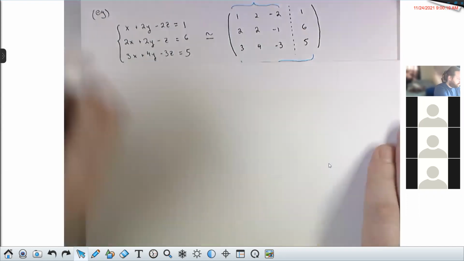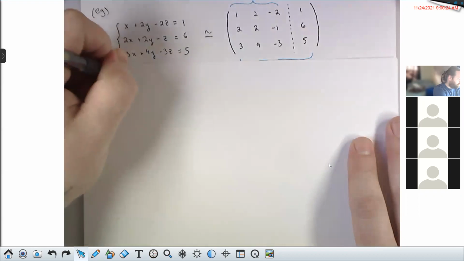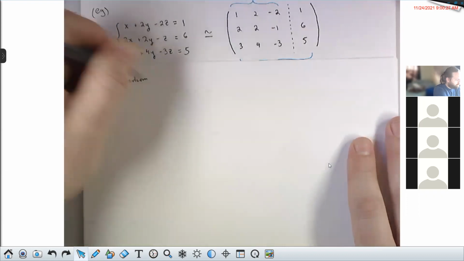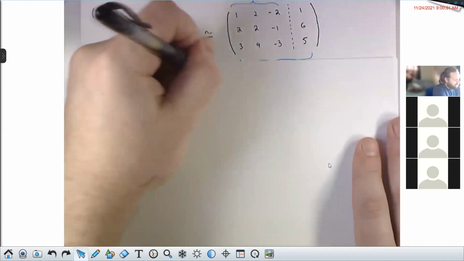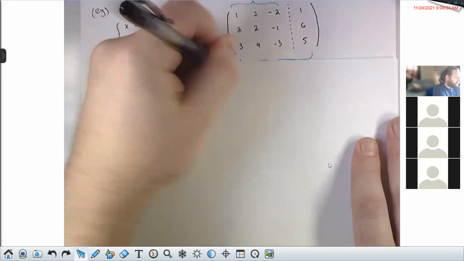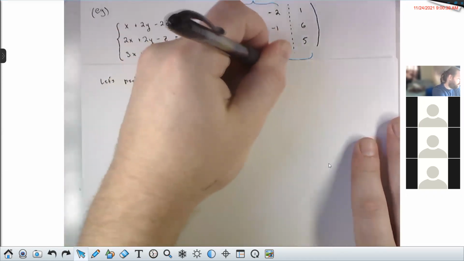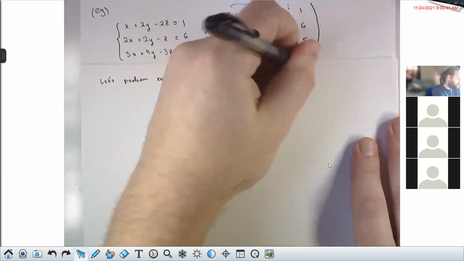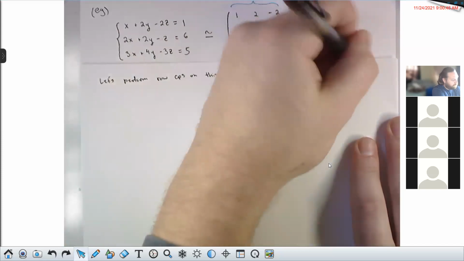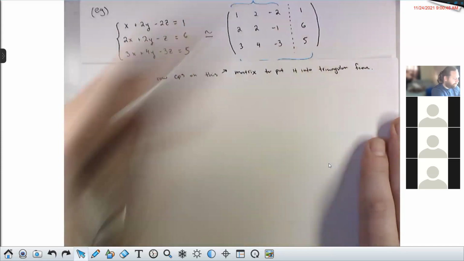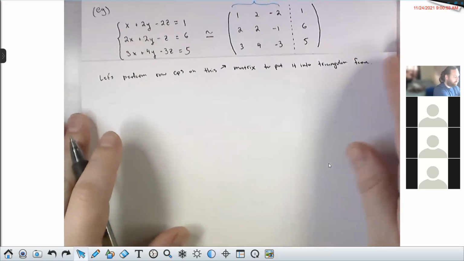So now let's perform row ops on this matrix to put it into triangular form. Oh, you see, it's the same thing. We're just not writing the variables anymore. That's all.